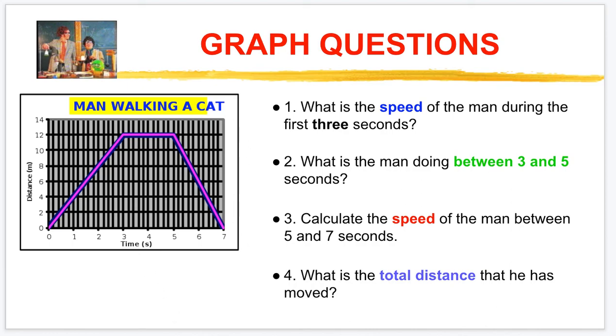And number 3 says, calculate the speed of the man between 5 and 7 seconds. So at 5 seconds, he is not moving. At 6 seconds, moved 6 meters. 7 seconds, he is back at home, back where we started from. So what is the total distance that he moved? He went 12 meters, stayed still, so there's no movement here, then went back home 12 more, so 12 plus 12 would be 24 meters.